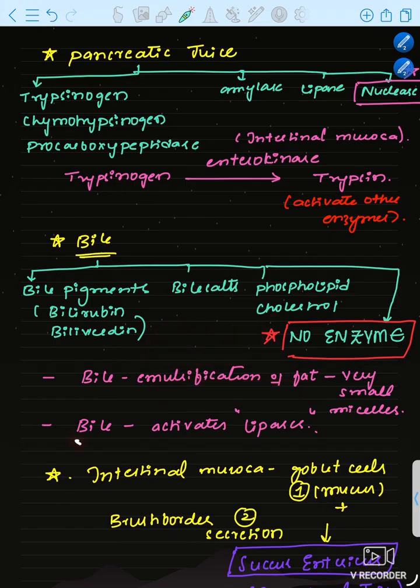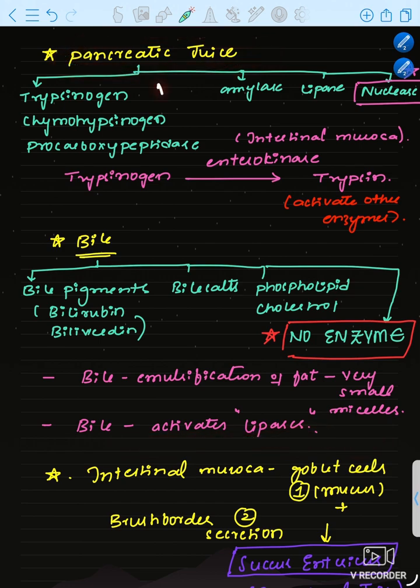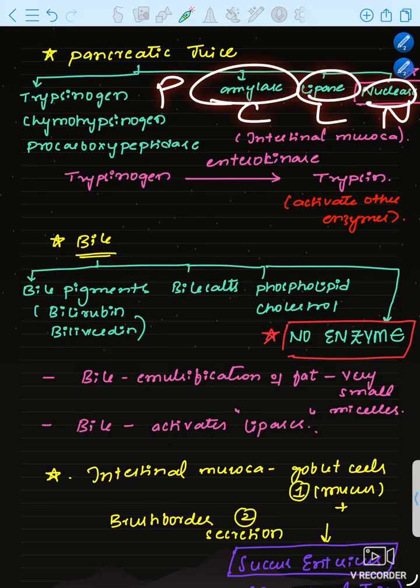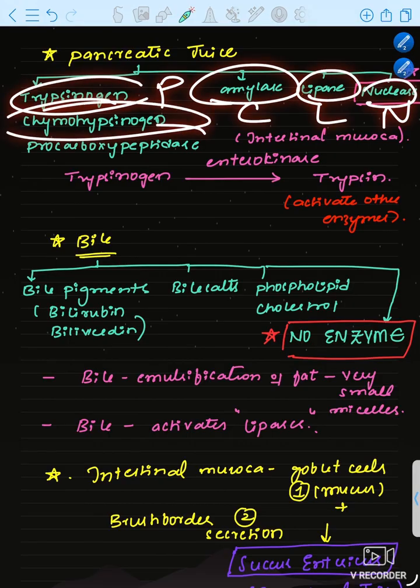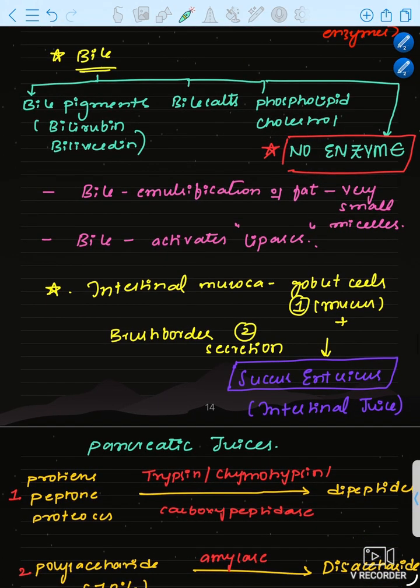Okay. Bile also activates the lipases. See, bile has no enzymes, no breakdown occurs, but for lipases, a little bit of action will be there. But in pancreatic juice, all types of breakdown, that is protein, carbohydrate, lipid, nucleic acid, that is nuclease, lipase, amylase, and trypsinogen, chymotrypsinogen, procarboxypeptidase. Now, intestinal mucosa, the same.